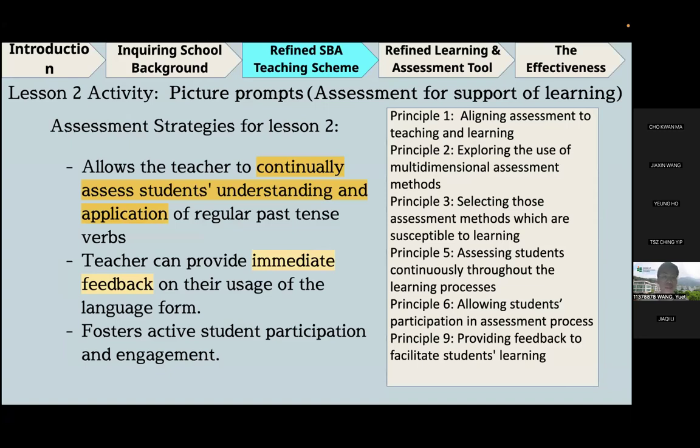And for the picture prompts, it is an assessment for support of learning, and it allows the teacher to continuously assess students' understanding and application of regular past tense. And most importantly, the teachers can provide immediate feedback on the usage of the language form.